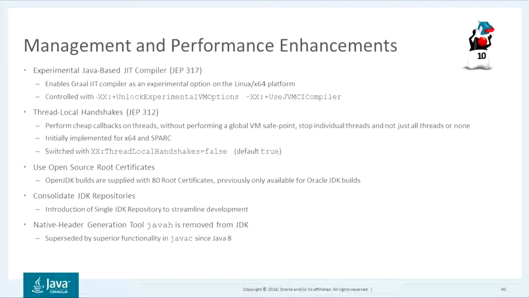Then, thread local handshakes. Again, that's a feature that's not yet available on other platforms, but x64 and SPARC. So to become available in future for other platforms, improving the time it takes for virtual machine to perform communications between threads in a way that would not require JVM to perform a safepoint and stop all threads to perform such handshakes, for global synchronization. So it will improve the overall concurrency capabilities in the program.